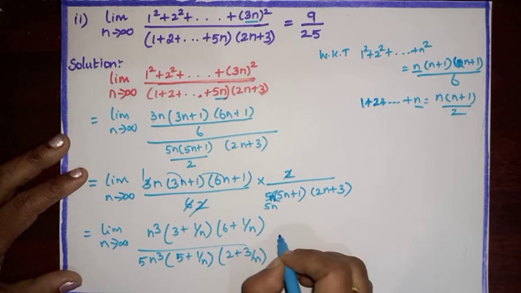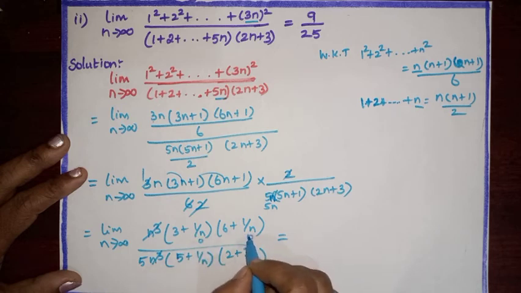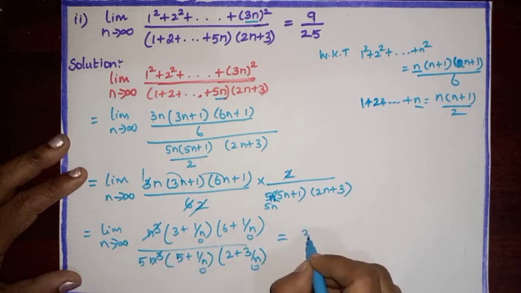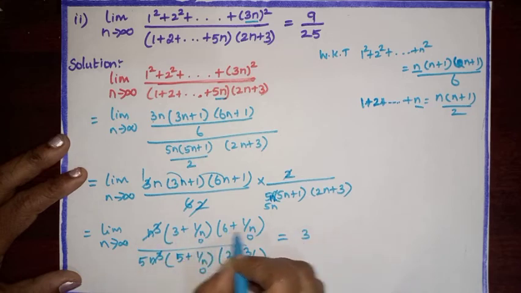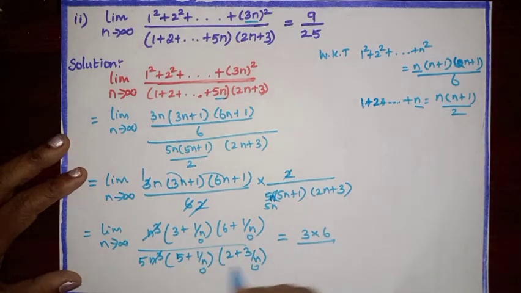Now substitute n as infinity. Now I am going to cancel n^3 and n^3. If I am substituting n as infinity, this will become 0. 1 by n will become 0. So I will have in the numerator 3. 3 plus 0 is 3 into 6 plus 0 is 6. The denominator already I have 5. 5 plus 0 is 5. 2 plus 0 is 2.